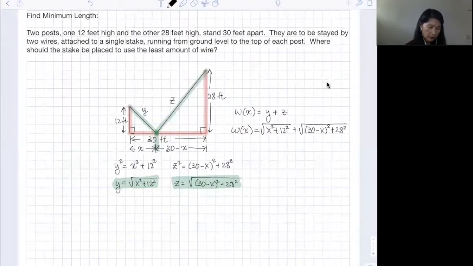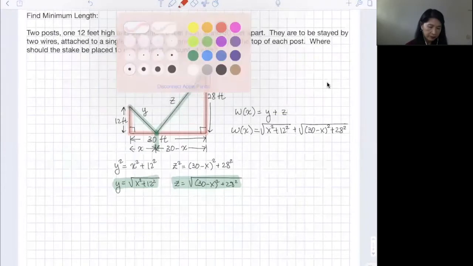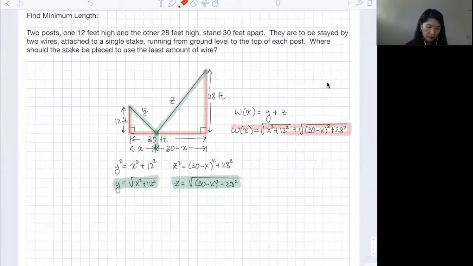Now we are looking to minimize the length of the wire, and the length of the wire depends on where we put our stake. So this is the problem, and this is the equation that we are trying to optimize. Remember earlier I said that we are usually trying to minimize or maximize a function. This is the function that we are trying to minimize.